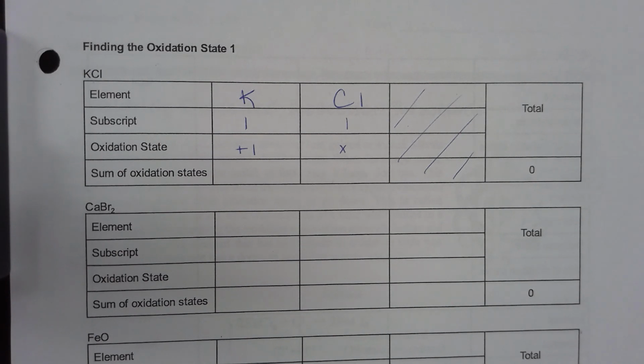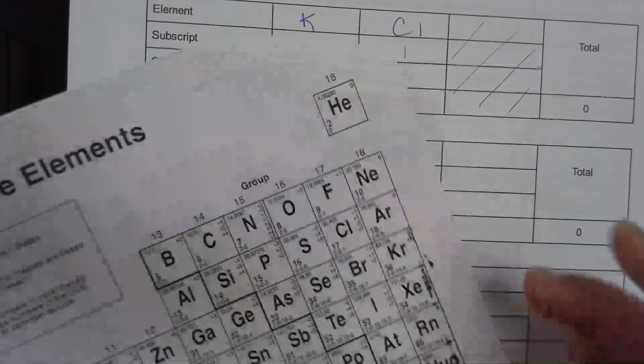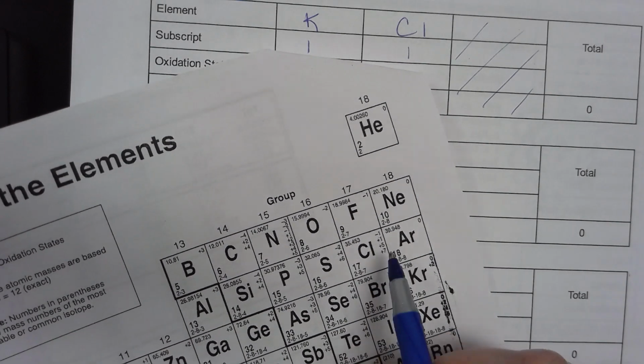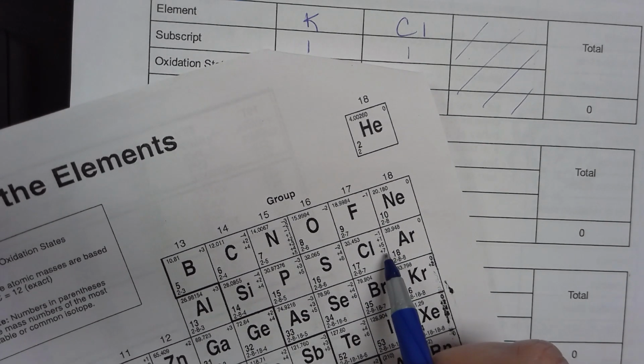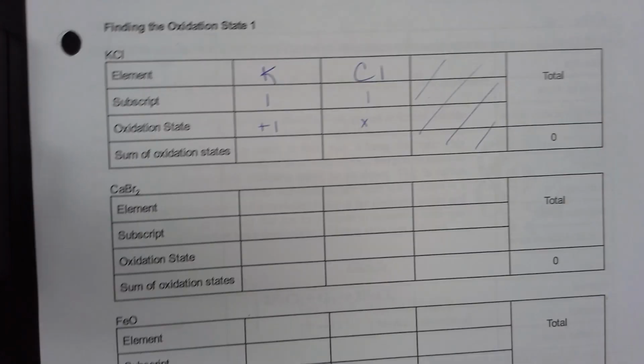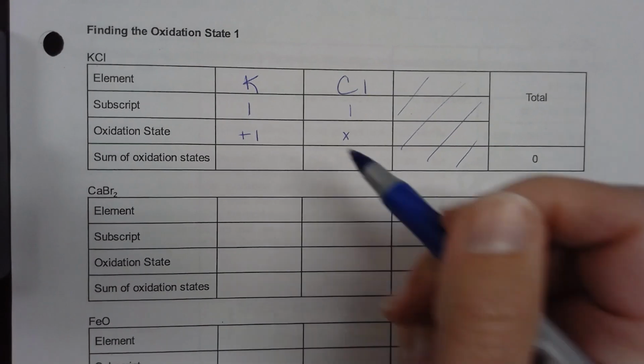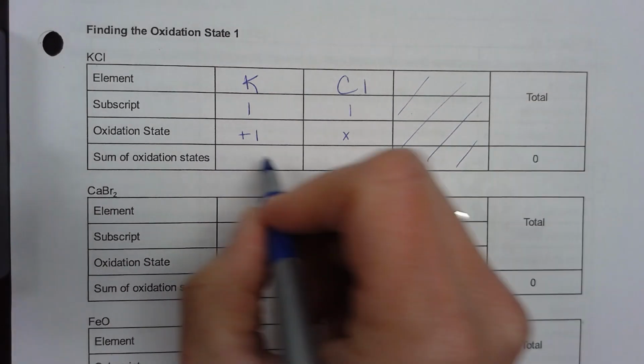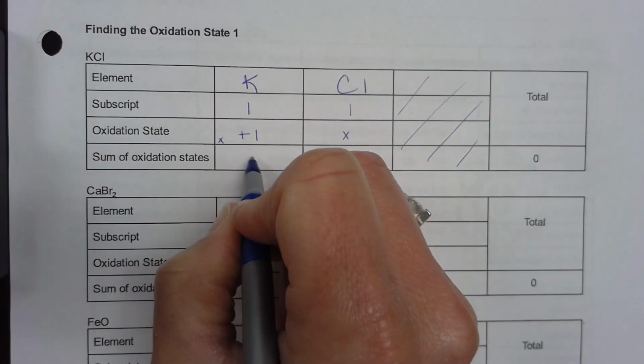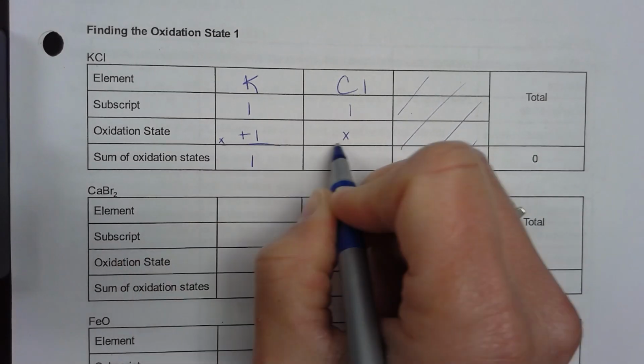Now we've done this one before many times over, and we know. However, when we look at chlorine, it can be +1, +3, +5, +7, -1. And we're trying to figure out which one it is, because as we get more complex, it will be more. Now we multiply down. 1 times 1 is 1. Multiply down, and that's 1x.